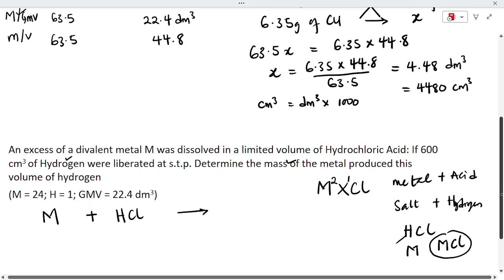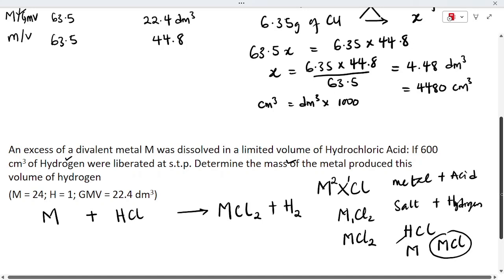When you swap it, you have M1Cl2. But we don't need to write 1. So the proper formula is MCl2. So therefore, our salt is actually MCl2. Remember, hydrogen gas is liberated. So H, and then hydrogen is always diatomic. So there has to be a 2 here. So this is your proper chemical equation.